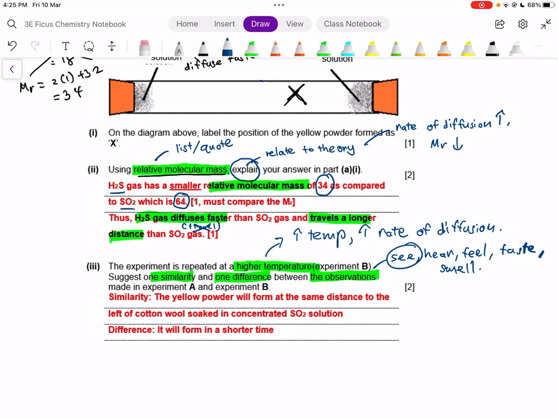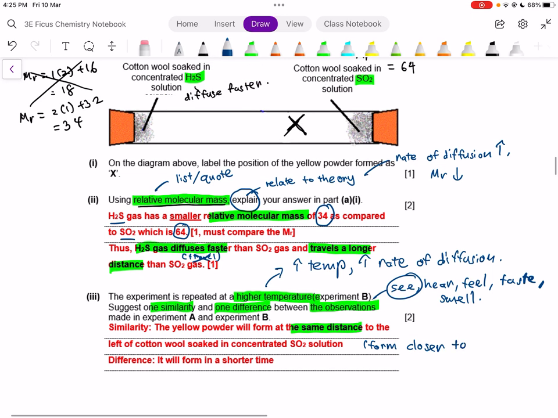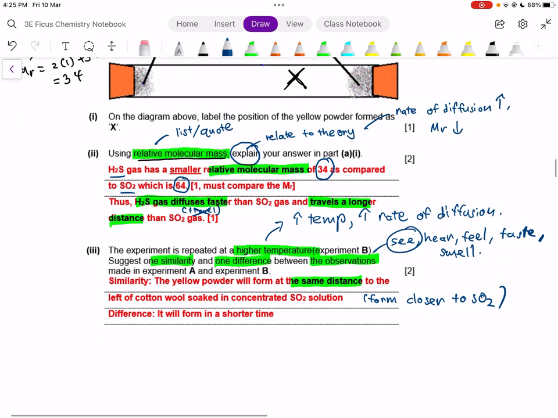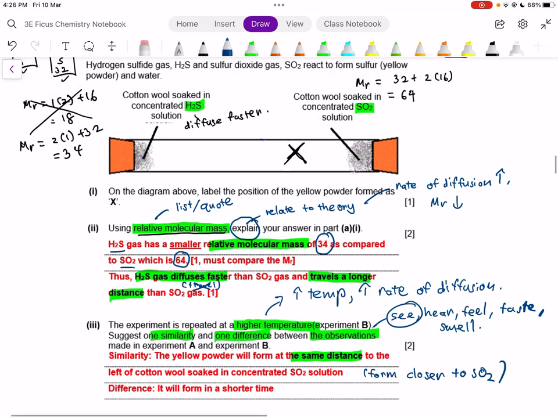So the similarity here is that your yellow powder will form at the same distance. The key thing here is really the same distance. I think a lot of you are not able to hit this point. Some of you will say it forms closer to SO2. Sort of correct, but actually I'm looking out for something more specific.